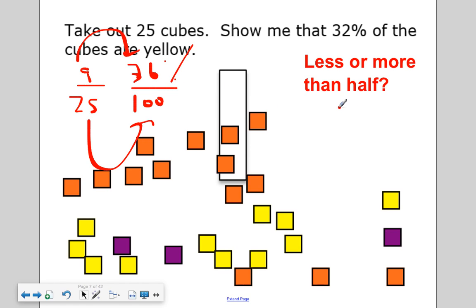Let's think about it. What do you know about 32%? How would I write that as a fraction? 32 hundredths. Can I break this down by 4? If you do so, you will get 8 over 25. Oh, I needed 8 yellow out of 25 to be 32%.